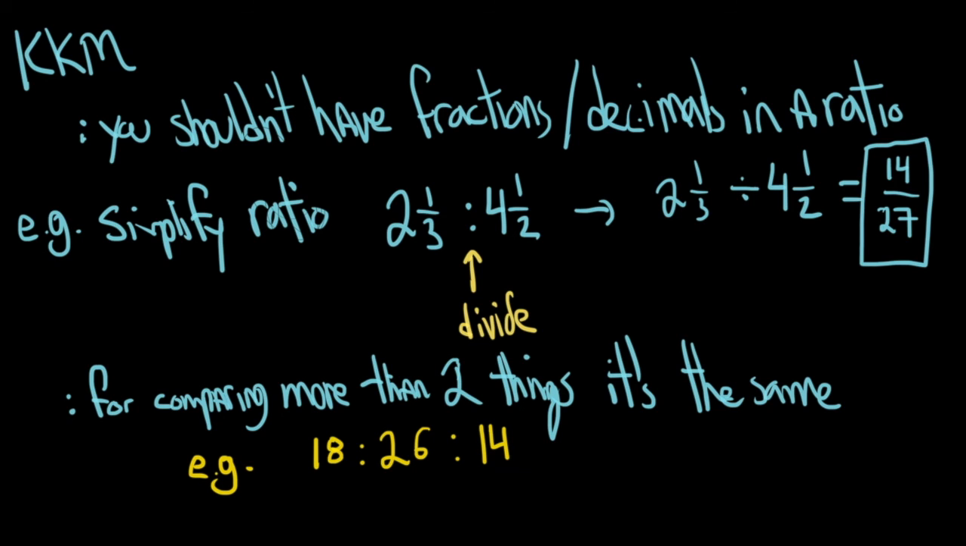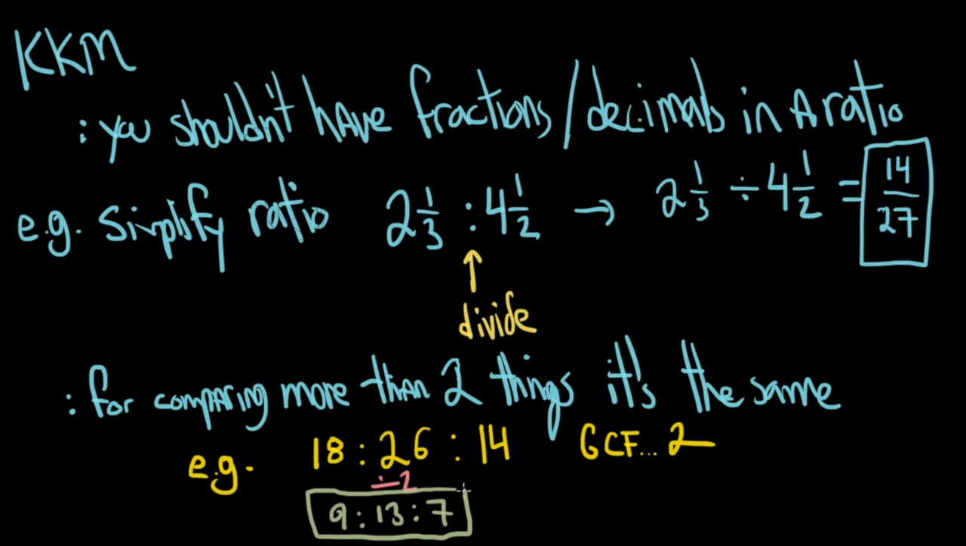So you're just going to basically find the GCF of those three numbers. Can you figure that out right now? I hope I made it pretty easy, right? The GCF is going to be 2. So you're going to just divide everything by 2. And what would you get then? So you got to simplify that. So it would be 9 to 13 to 7. And that would be your simplified version of that ratio. So do make sure, for triples, you're doing the exact same thing. It's just more numbers. That's it, that's all.